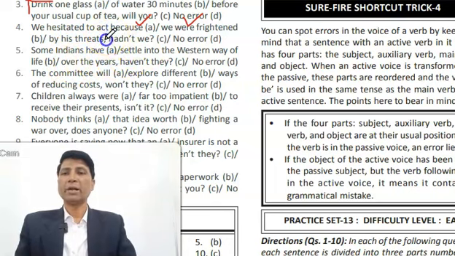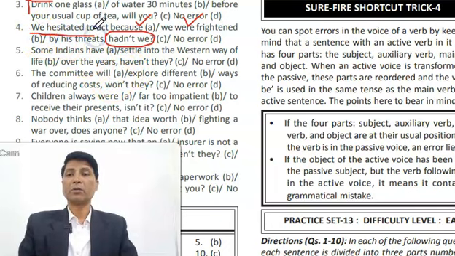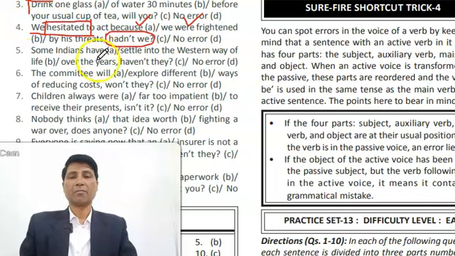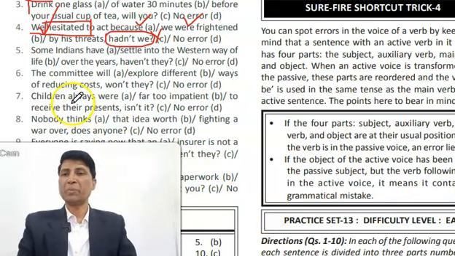So here the question tag is in the past perfect tense, and this part is in the simple past tense. Therefore, this hadn't we is wrong. In place of hadn't we, it should be didn't we, because the question tag is formed by using the auxiliary verb of the same tense, and here the tense is the simple past. Moving on to question number 5.